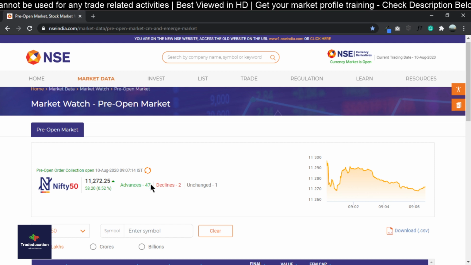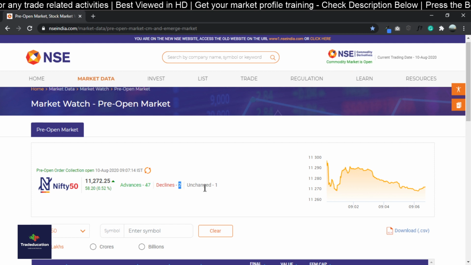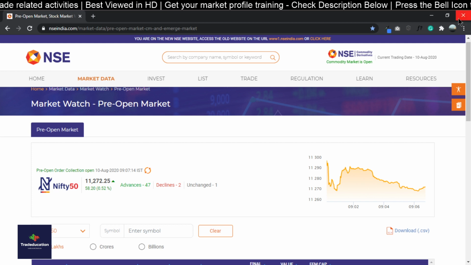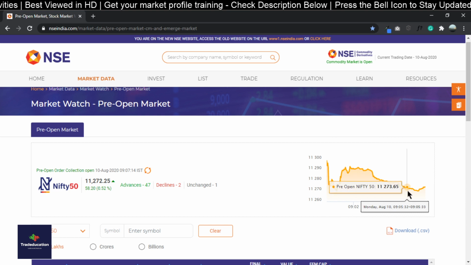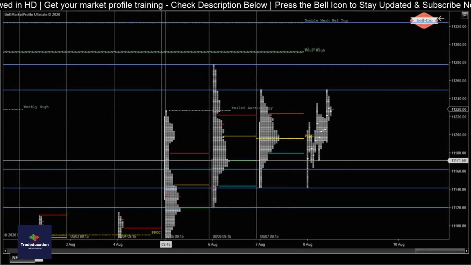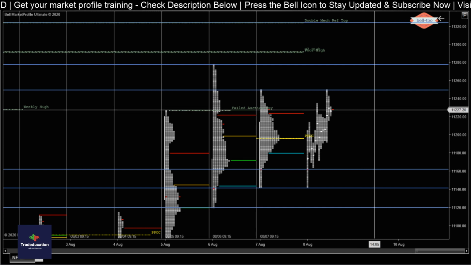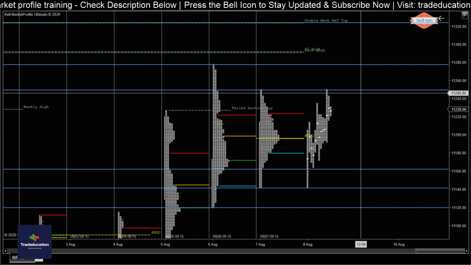A lot of bullishness in the 47 stocks are bullish, two are in the decline, and one is unchanged. That's fine. And overall, if you see the trend, it is getting flattened. Okay, that's fine. So nothing much. So 50 points up. So maybe around the high is where the auction is going to open.